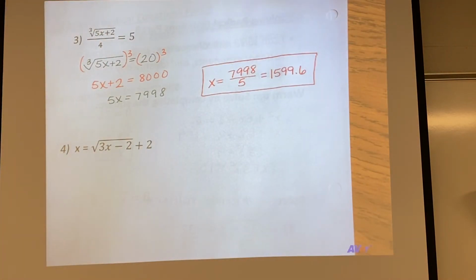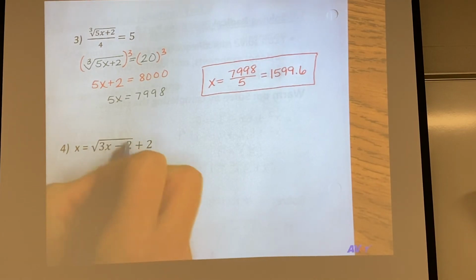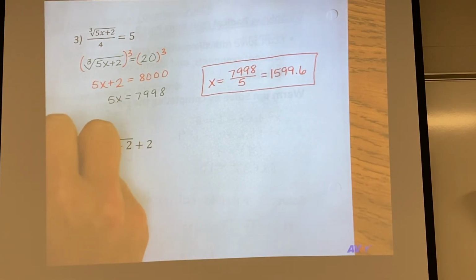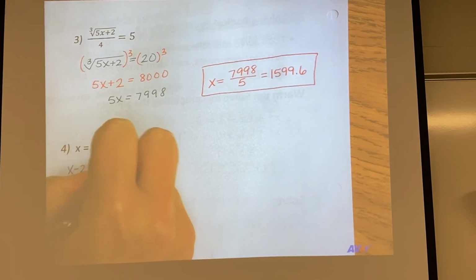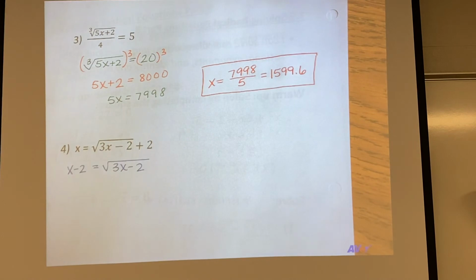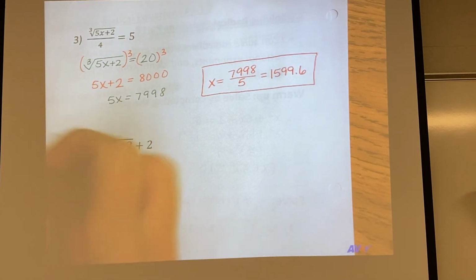All right, number 4. Again, we want to isolate the radical, but we're going to get a little different scenario going on in this one after we do that. So start by getting this radical by itself, so subtract 2. And then, just like we have done on all the others, we're going to get rid of the radical. This is a square root, so we're going to square both sides.